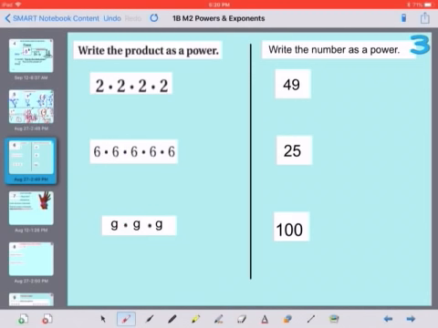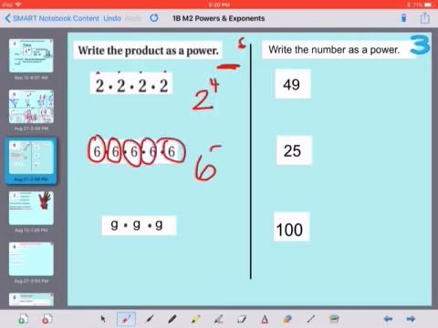Next, it says write the product as a power, so we need to write it as a base, a big number, with a tiny little exponent up above. Again, the big number is what number you are multiplying. We're multiplying the number 2. And the small number is how many times we are multiplying it. Well, 1, 2, 3, 4. So 2 multiplied 4 times. Same thing here, we're multiplying the number 6. How many times? 1, 2, 3, 4, 5. So 6 to the power of 5. Last one, we can do the same thing but with letters instead of numbers, or using a variable is what we call this. We are multiplying g, whatever g is, 1, 2, 3 times, so g to the power of 3.